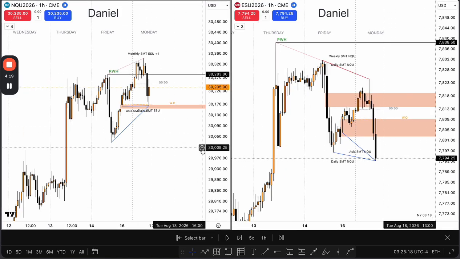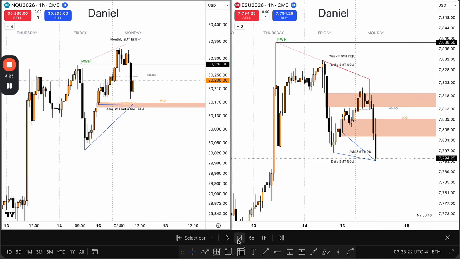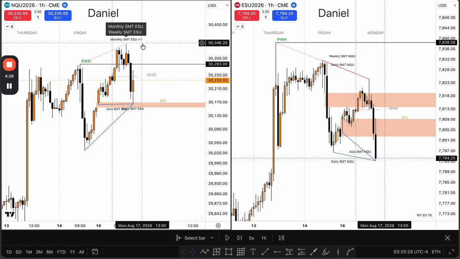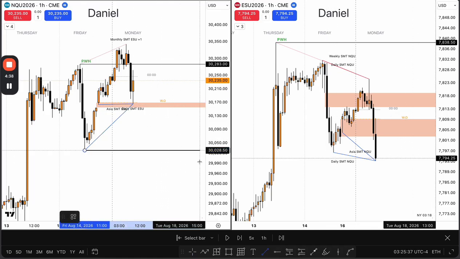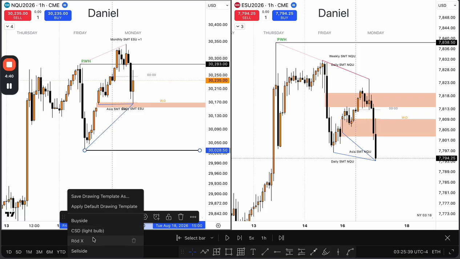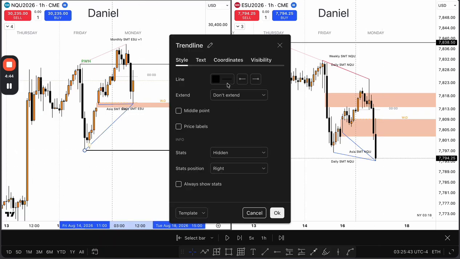Now, what confirms this SMT? Well, we can look at it in 2 different ways. First of all, we know that CISD confirms SMT, meaning that until we get CISD lower, we don't yet know if this is SMT or just ES, in this case, lagging behind. So what we do is the following. We mark out where our CISD line is. And on NQ, on this time frame, it's right there, okay?